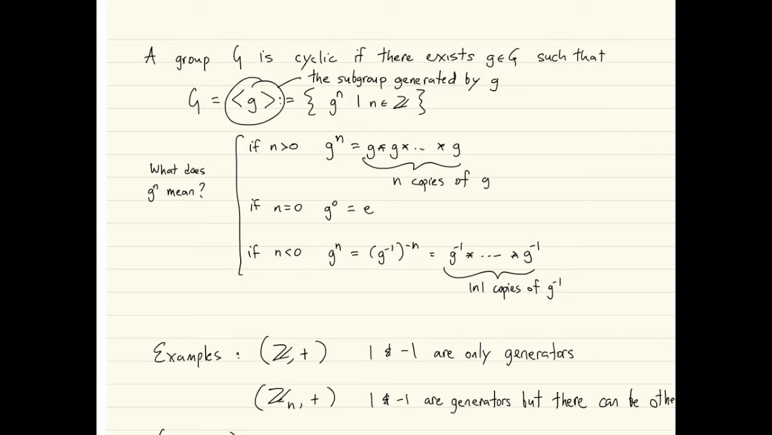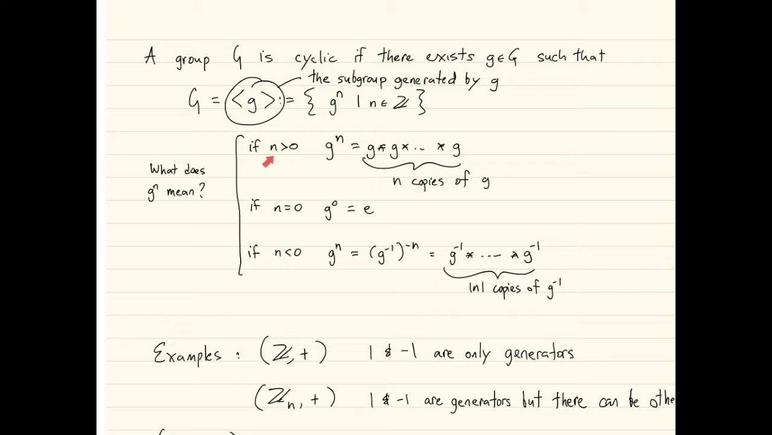Let's continue with talking about cyclic groups with an example. So remember, a group is cyclic if there exists an element, there could be more than one, but at least one element, lowercase g is what I'm going to call the element, such that the subgroup generated by g, which means all the powers of g, equals the group G.